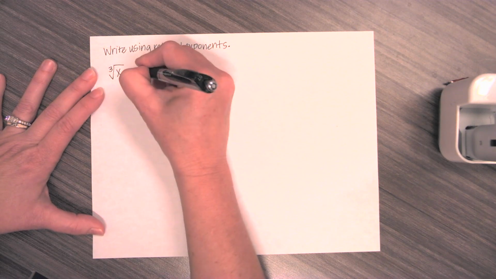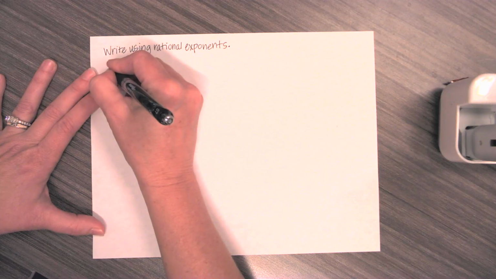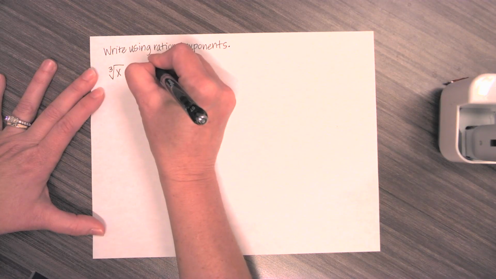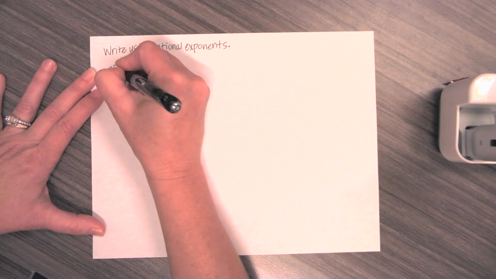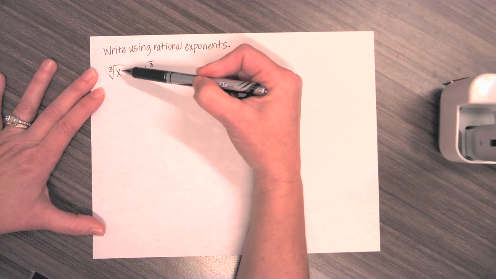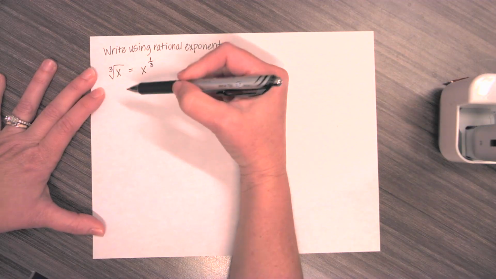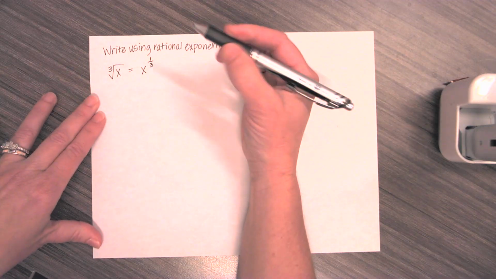So it's going to have a base of x, okay? The bottom of the fraction will be what root you see right here, and the top will be the power. Well, if you don't see a power right here, that's an understood 1. So that's going to be a 1 right there. So this is equal to x to the 1/3 power.